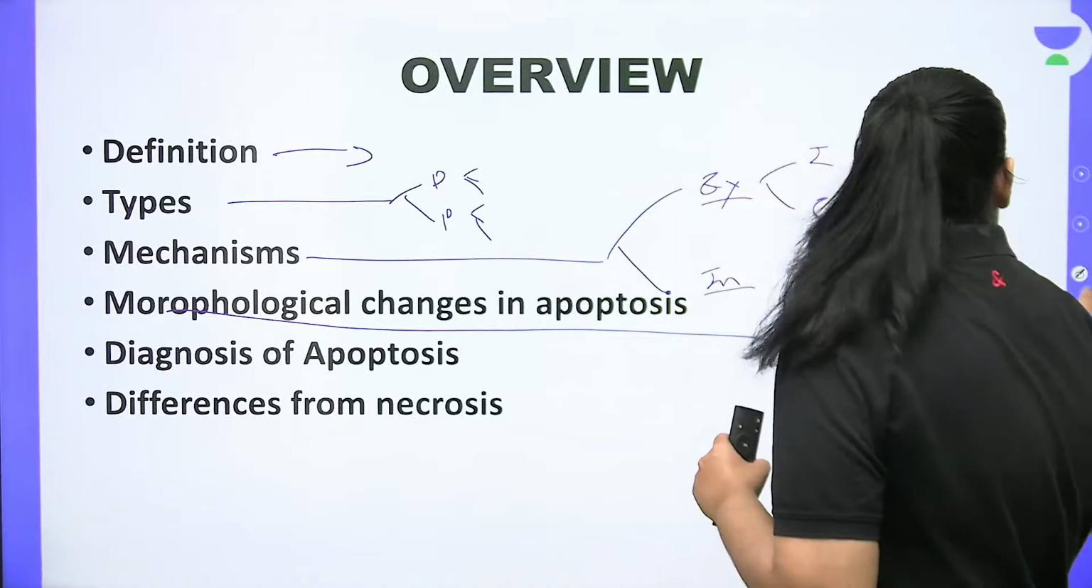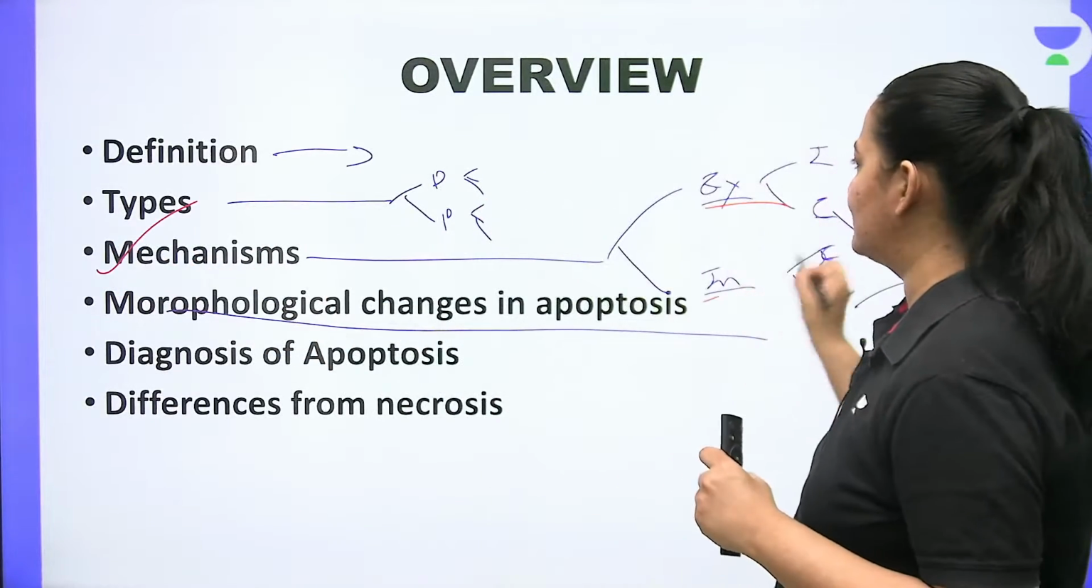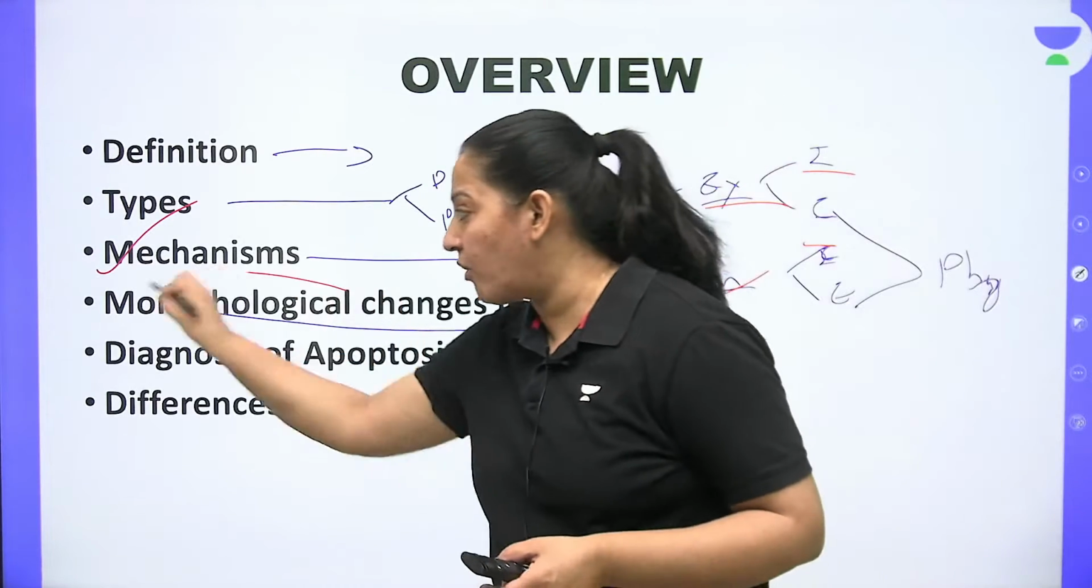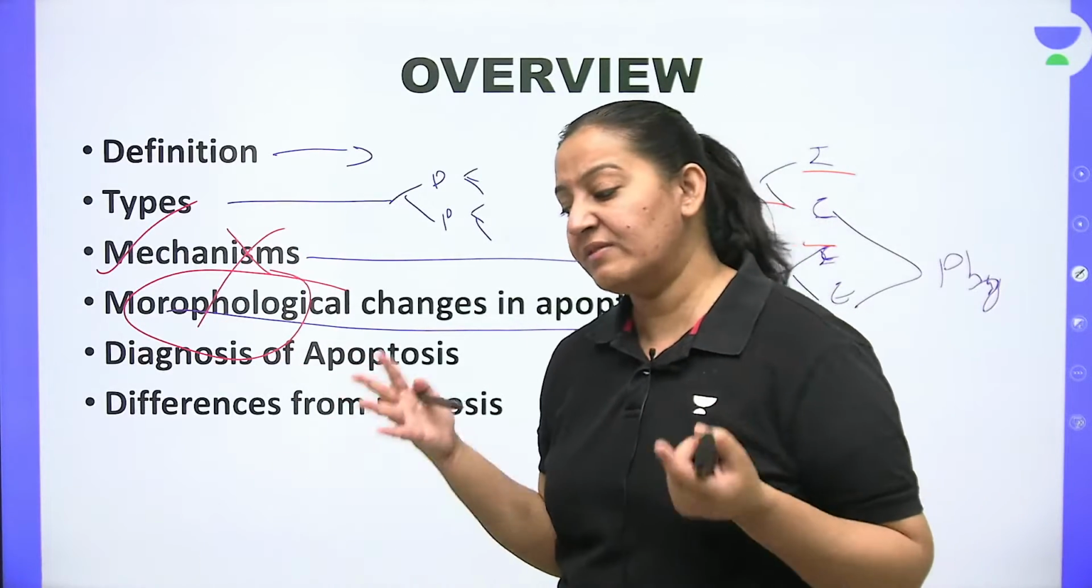Read your question. If the examiner is asking the mechanism, then draw the mechanism: intrinsic, extrinsic, initiation, execution, all the flowcharts I taught you. If the examiner is asking morphology, don't write anything about the mechanism. Morphology is absolutely different. You students don't even understand the question.